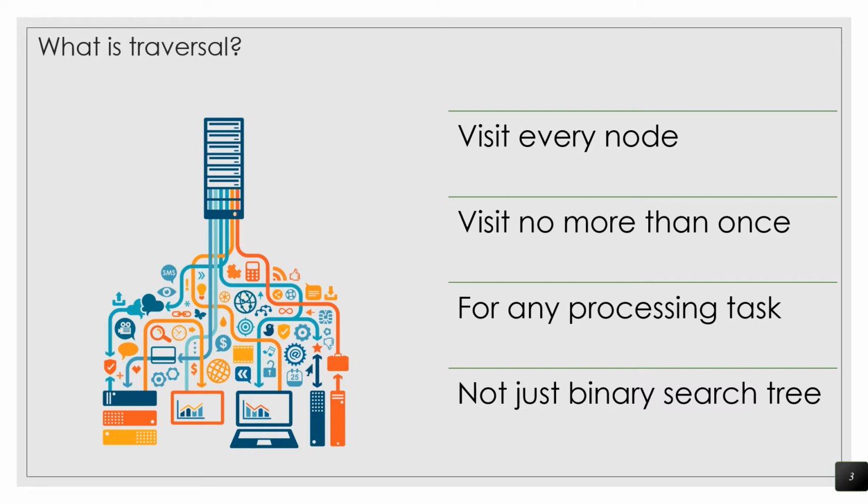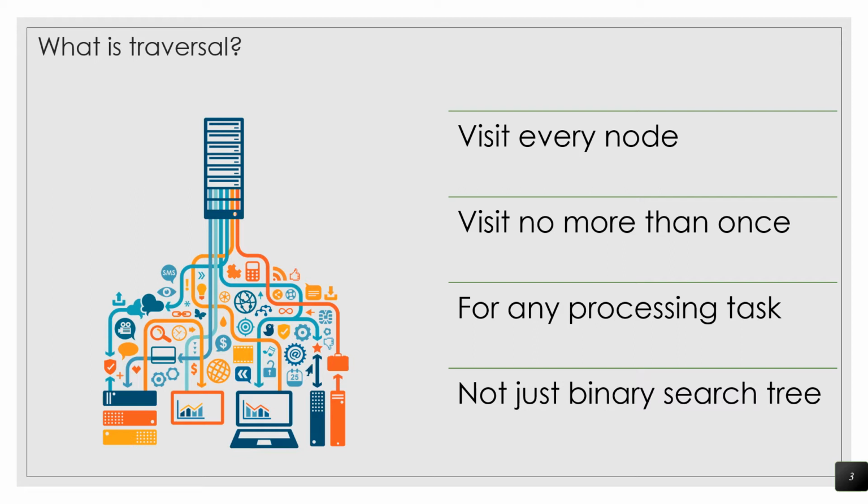This is useful for a wide range of processing tasks. I'll just give you one example. Supposing you had a data structure that stored all your customers' details and you wanted to send an email to every customer. You wouldn't want to miss any of the customers out, but you wouldn't want to send any of the customers more than one email. So traversal works for any kind of process like that.